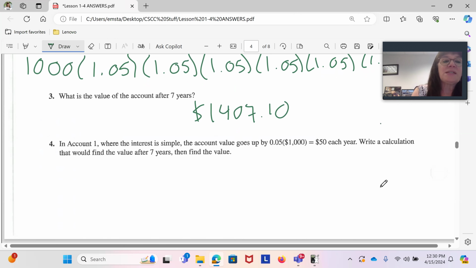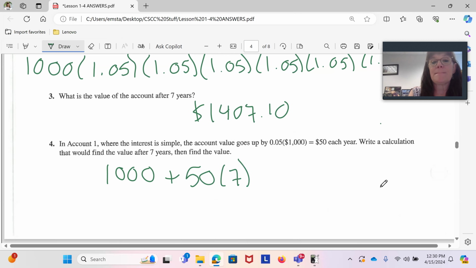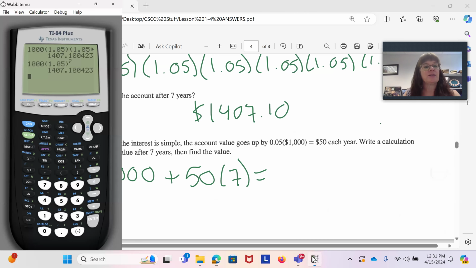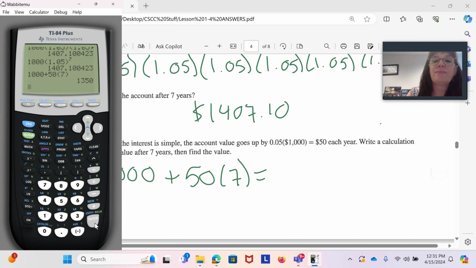value. So with simple interest, I am starting with my $1,000 investment, and then I'm earning $50 per year. And in this case, we have 7 years. And now we can do it in the calculator to figure out what that answer is. So type in 1,000 plus 50 times 7. And I got 1,350.